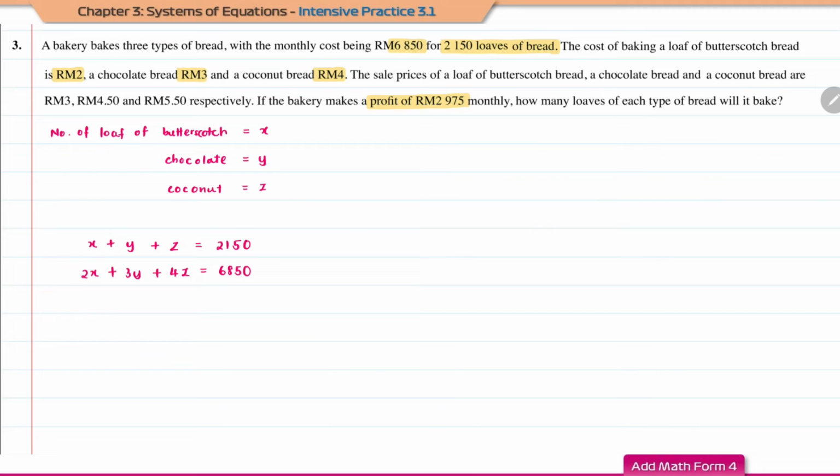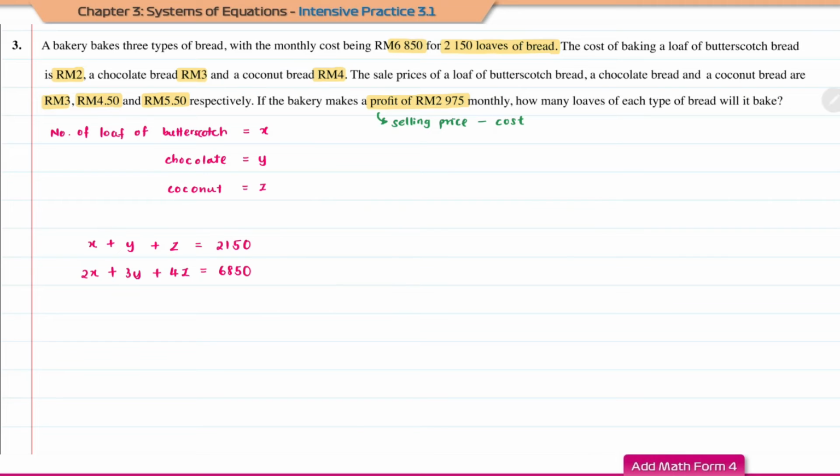So the other information that we can find is the profit, which is 2,975. So we have been given the selling price of each of the breads. So the butterscotch is 3, chocolate is 4.5, and the coconut bread is 5.5. So in order for you to get the profit, it is going to be the selling price minus the cost. Therefore, we can set that the profit for the butterscotch is going to be 3 minus Rm2.